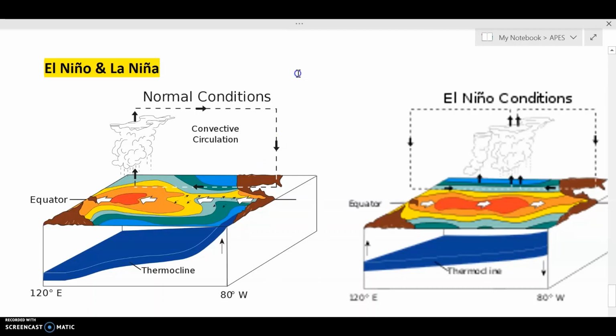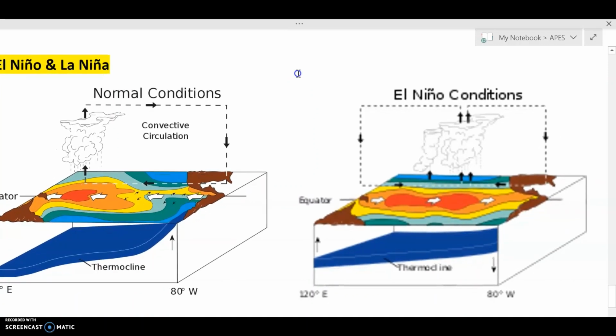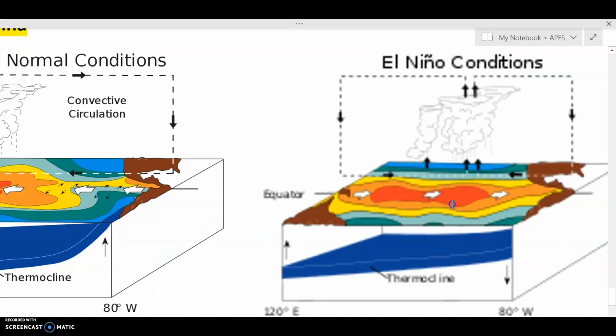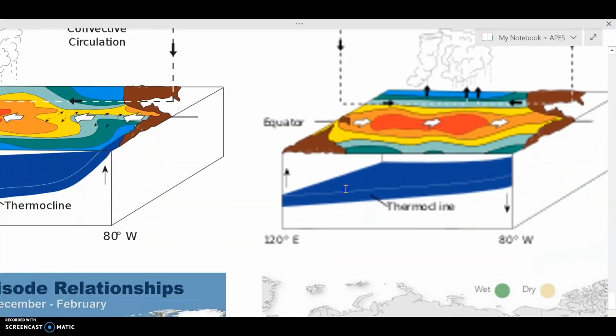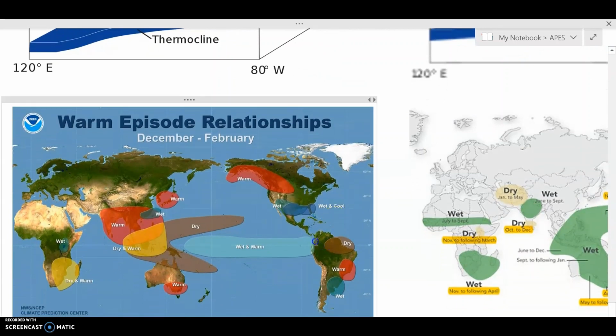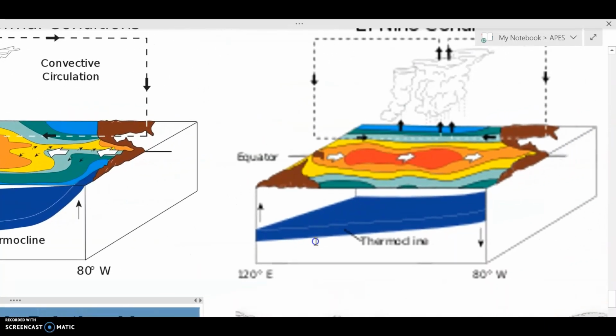But every so often, an El Nino occurs in which it's moving from west to east. And what you have to know about El Nino is that the warmer climates are going to be more to the east, so we're thinking like the west coast of South America.